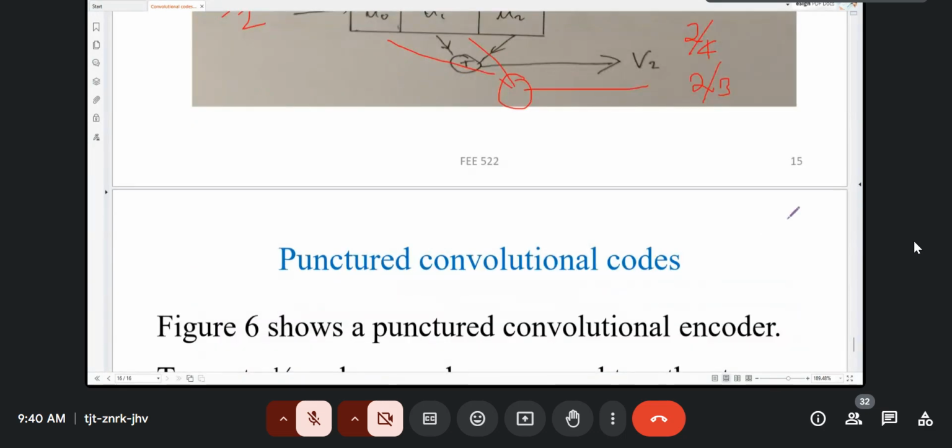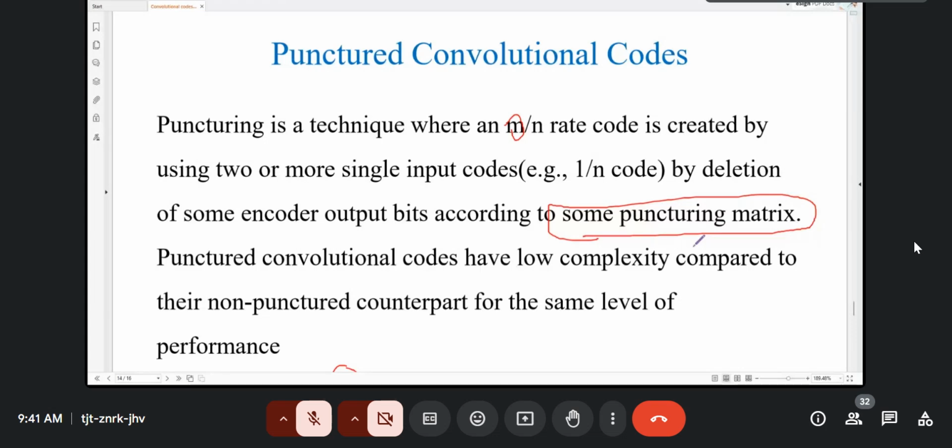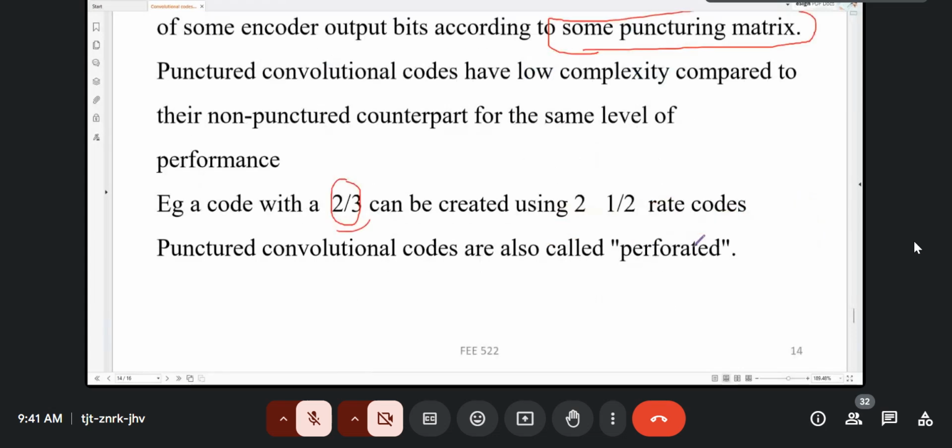So, are there questions with the convolutional codes?